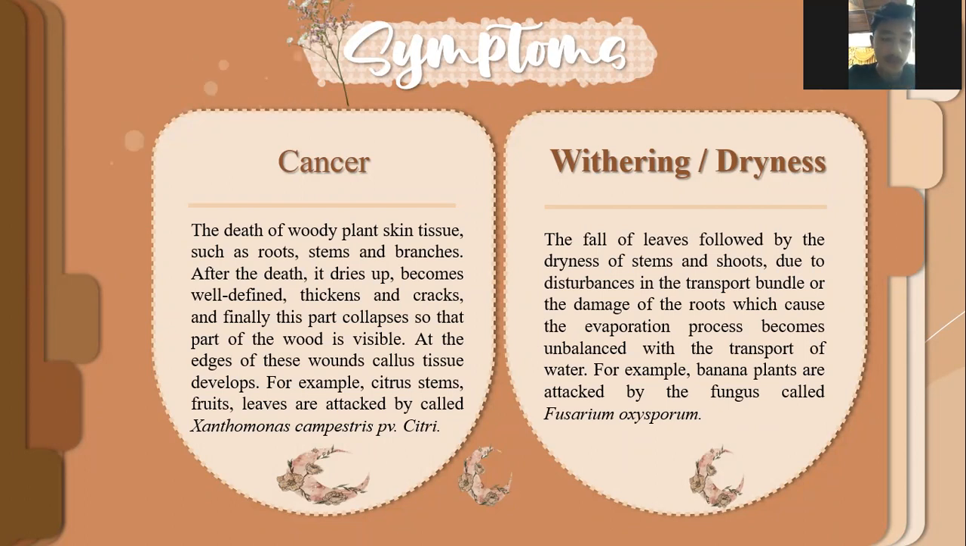Xanthomonas campestris. Wilting or dryness: the fall of leaves followed by the dryness of stem and shoots due to disturbance in the transport bundle or damage to the roots, which causes the evaporation process to become unbalanced with the transport of water. For example, banana plants are attacked by the fungus called Fusarium oxysporum.